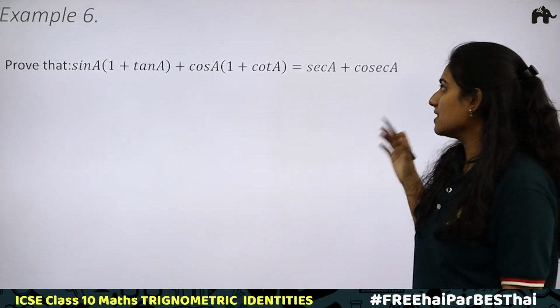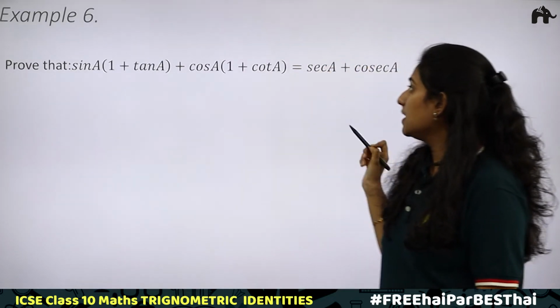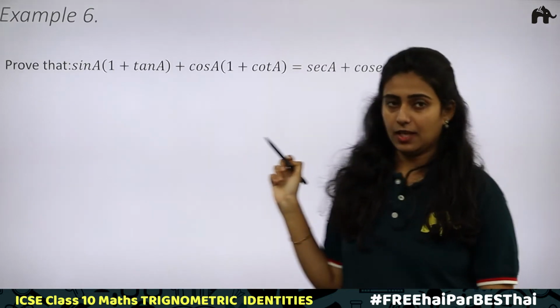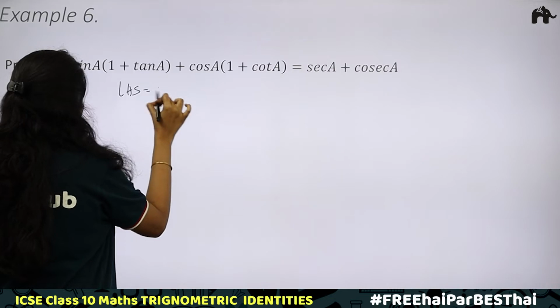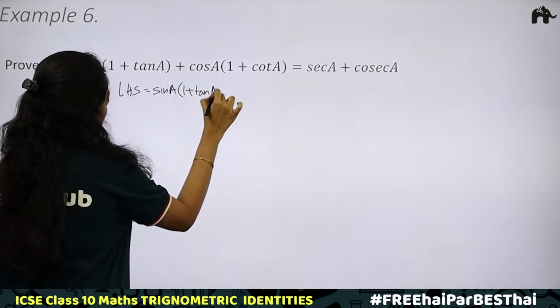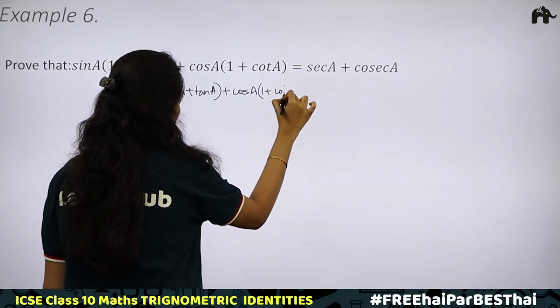Okay. Example 6. This is also a question from the revision set. Prove that sin A into 1 plus tan A plus cos A into 1 plus cot A is equal to sec A plus cosec A. Here LHS we have sin A into 1 plus tan A plus cos A into 1 plus cot A.